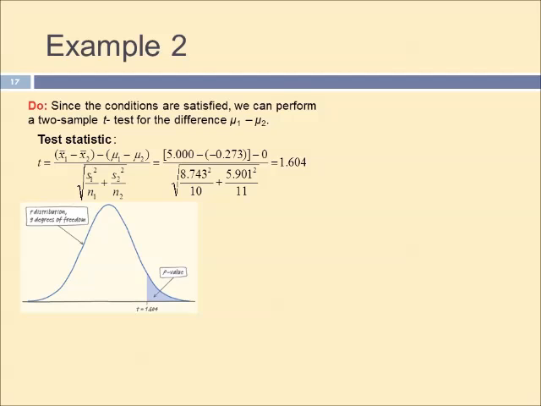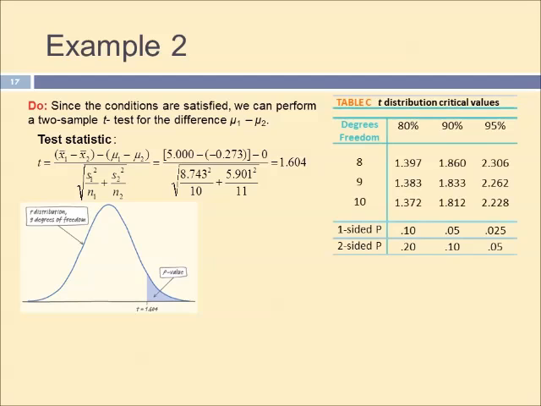So the p-value is the shaded region in the t-distribution with 9 degrees of freedom. Again, we're using 9 degrees of freedom here because the smallest sample size is 10, so we subtract 1 from that. So we look at the row with 9 degrees of freedom in table C. 1.604 falls between the values 1.383 and 1.833. This is a one-sided test, so we estimate the p-value is between 0.1 and 0.05.